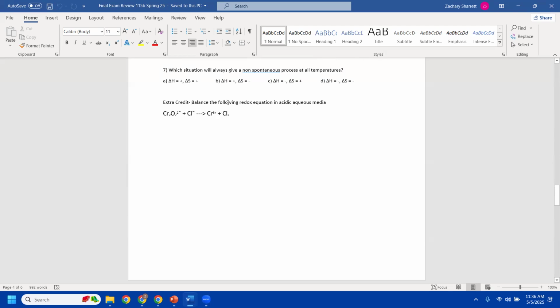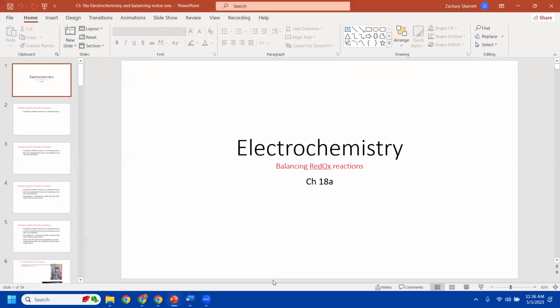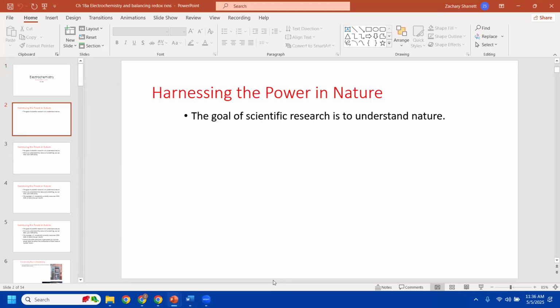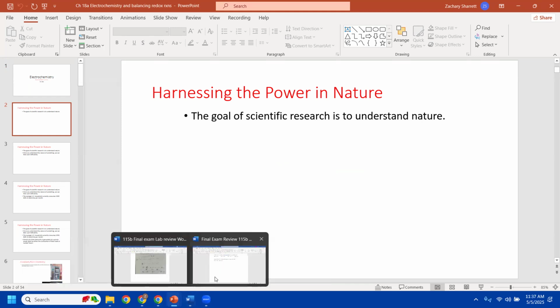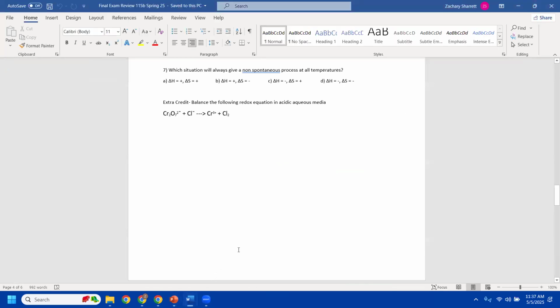Notice that I have an extra credit, balance the redox equation in acidic aqueous media. So this is chapter 18. I put that as the extra credit for the final exam. Let's go ahead and learn how to do that right now, okay? But if you have lab either today or Tuesday, then maybe we won't have learned how to do this. You can ask your lab professor, or you can wait till Wednesday and do that problem later, okay? But we will learn that on Wednesday.